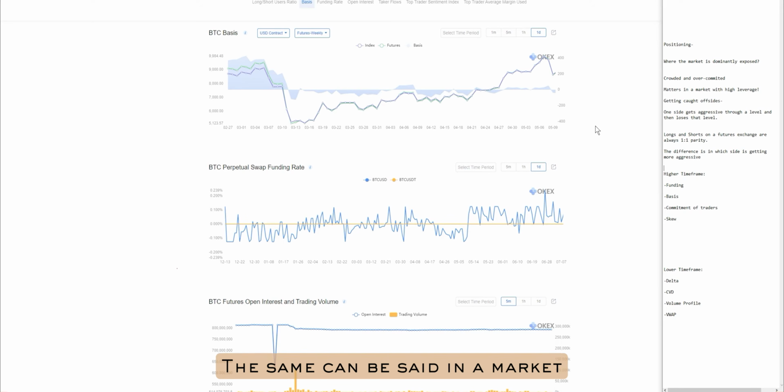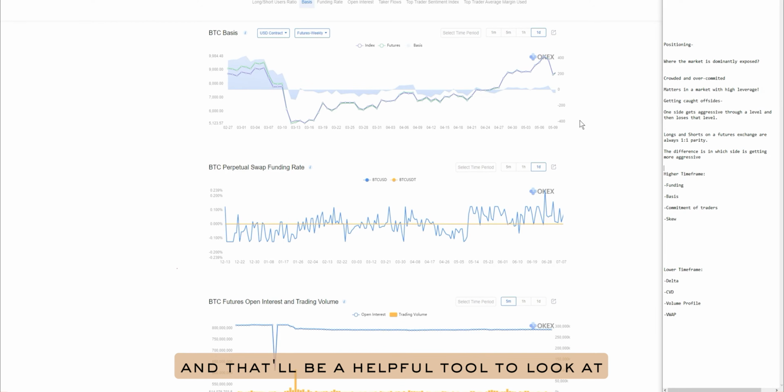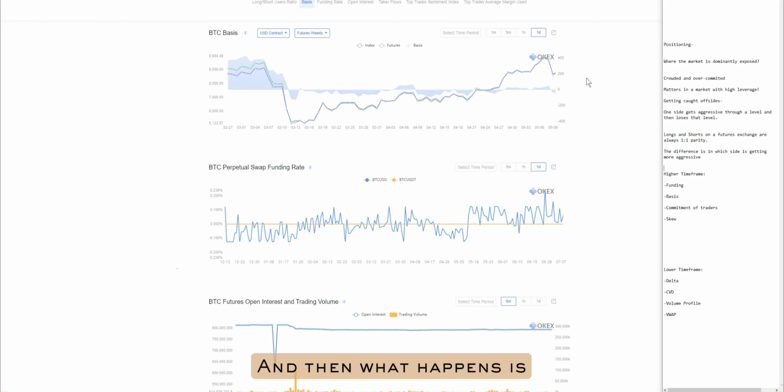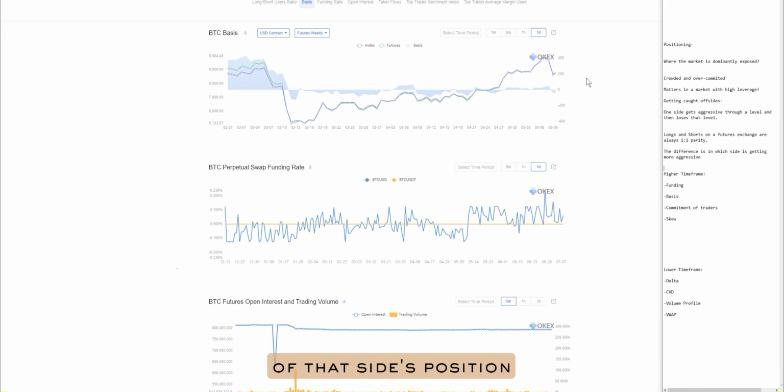Okay, the same can be said in a market that is moving down and you have aggressive shorts as the dominant trade. Well, then you're probably going to have at some point a very negative funding, and that'll be a helpful piece of information to pay attention to, to identify maybe the market that has gotten a little too crowded in that short trade. And then what happens is we have violent reversals, okay, or at least temporary violent unwinds of that side's positioning.